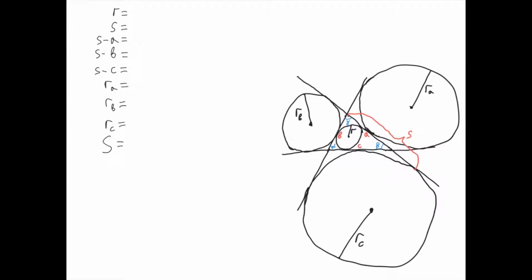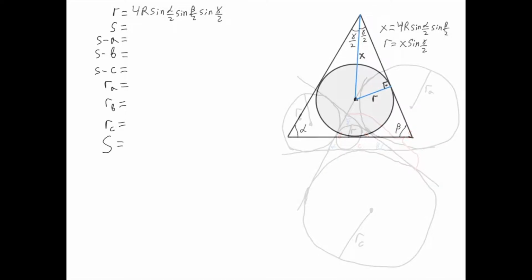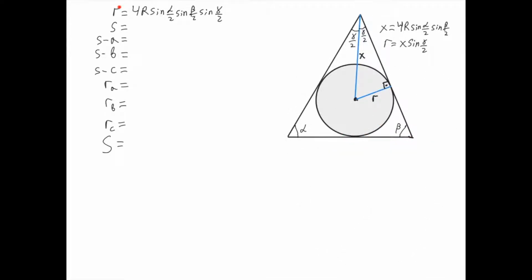With big S, we're going to denote the area of the triangle. We're going to see how we can express all these quantities as products of sines and cosines of alpha, beta, and gamma, and the circumradius big R of the triangle. Let's go through the list one at a time. First r, the inradius.